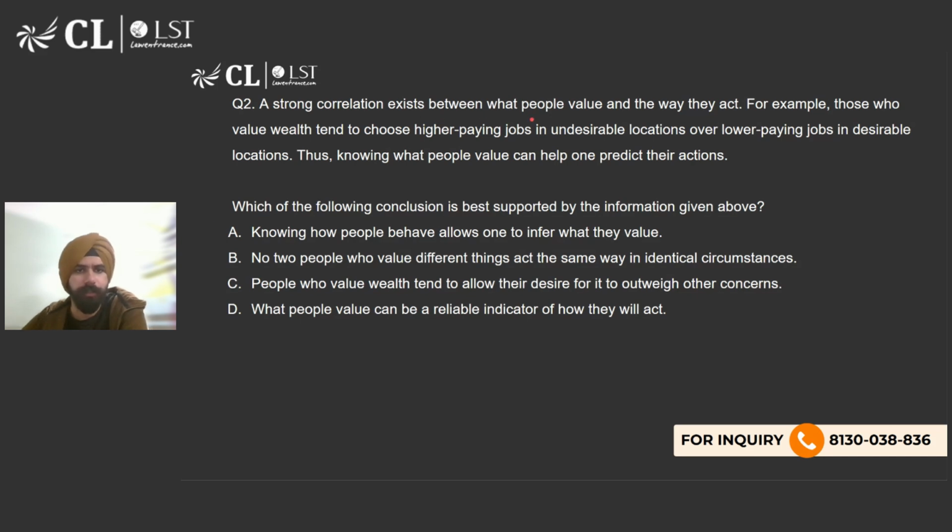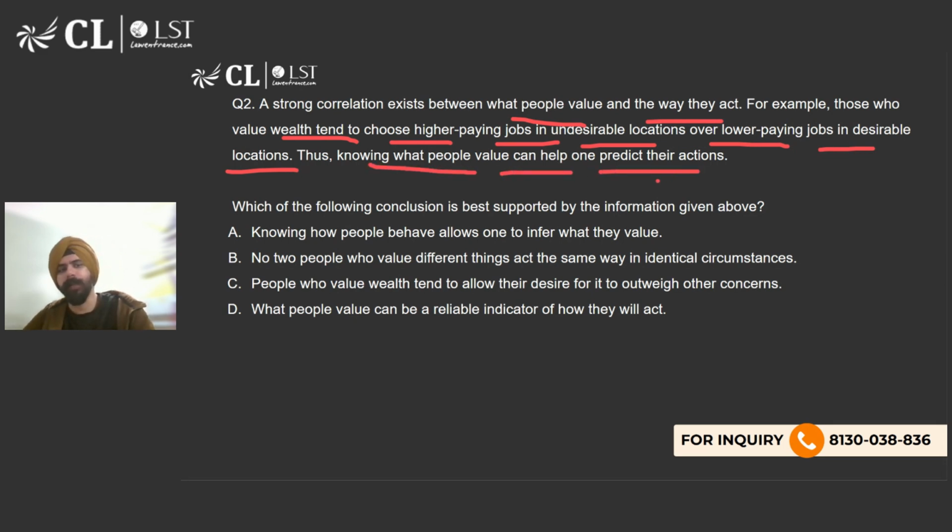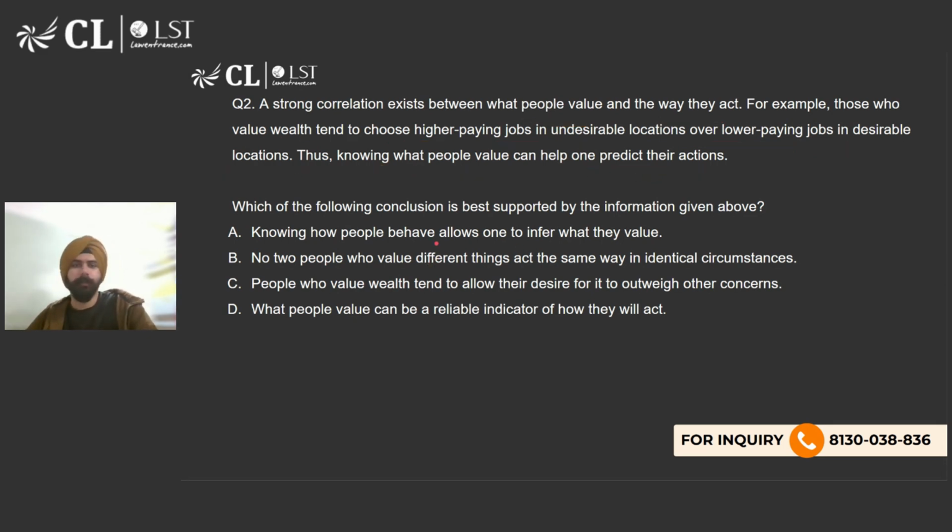A strong correlation exists between what people value and the way they act. For example, those who value wealth tend to choose higher paying jobs in undesirable locations over lower paying jobs in desirable locations. Thus, knowing what people value can help one predict their actions. Okay. Simple passage. Which of the following conclusions is best supported by the information given above?